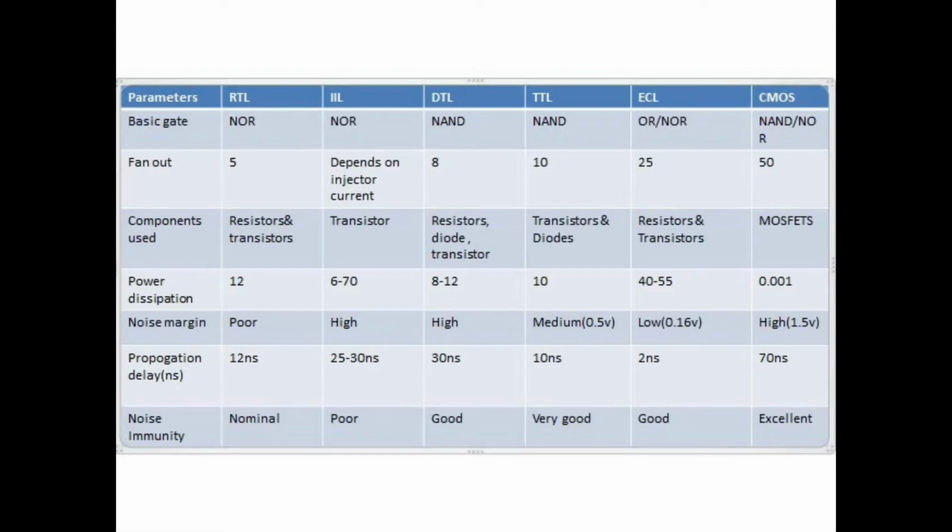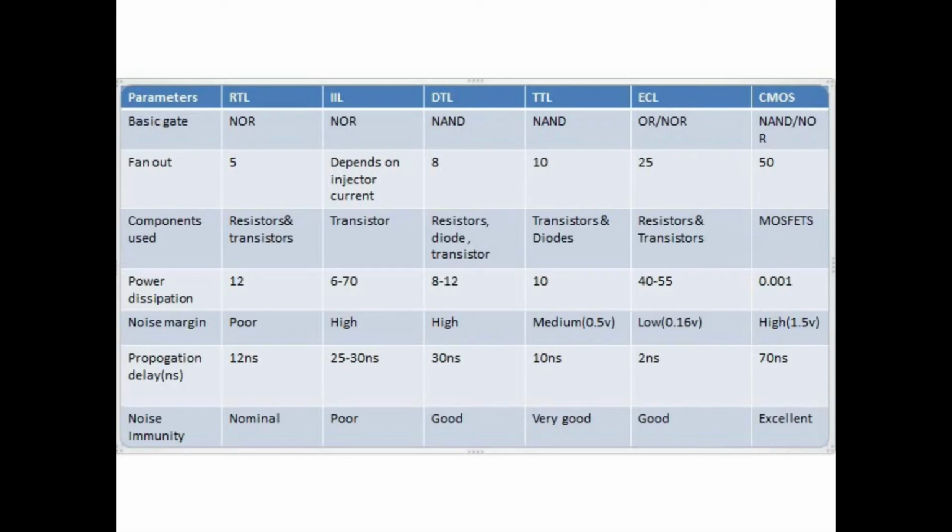The next factor is propagation delay. Propagation delay is the time required for a digital signal to travel from the input of a logic gate to the output. It is measured in microseconds, nanoseconds or picoseconds. The propagation delay in RTL is 12 nanoseconds. In the case of IIL it is 25 to 30 nanoseconds, DTL it is 30 nanoseconds and for TTL it is 10 nanoseconds. And in the case of ECL it is 2 nanoseconds and for CMOS the propagation delay is 70 nanoseconds. CMOS has high delay, which means the speed is very low. In the case of ECL the propagation delay is 2 nanoseconds, so the speed is very high.